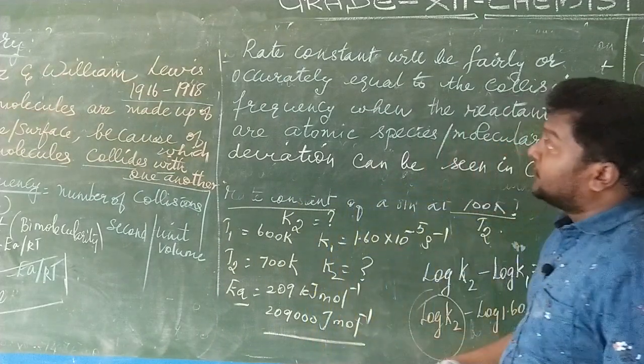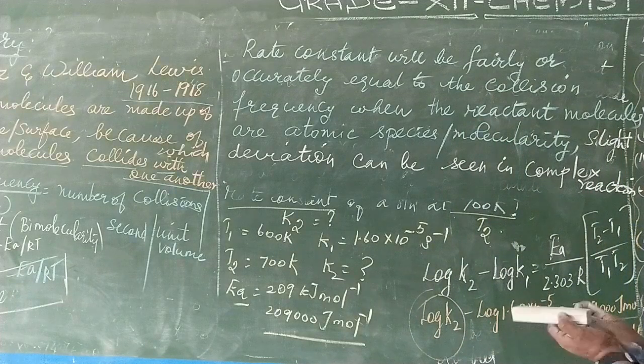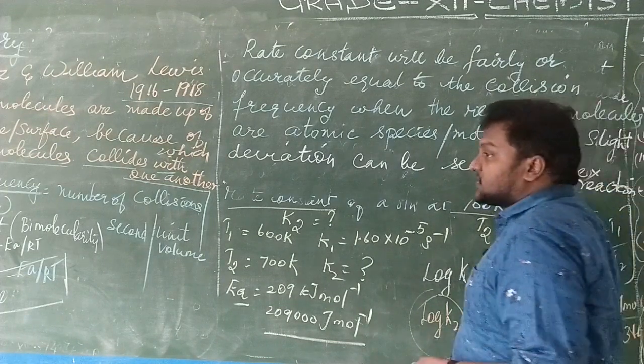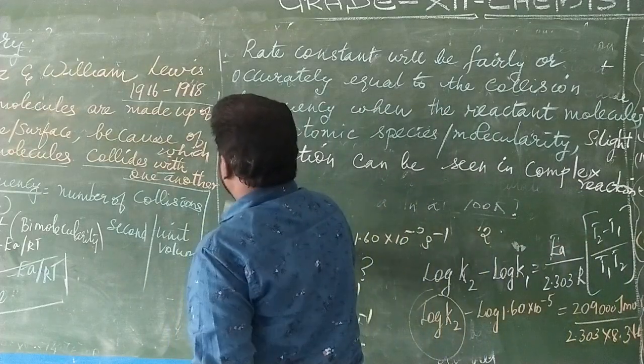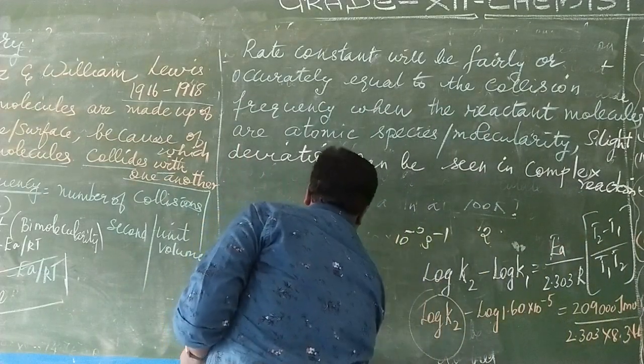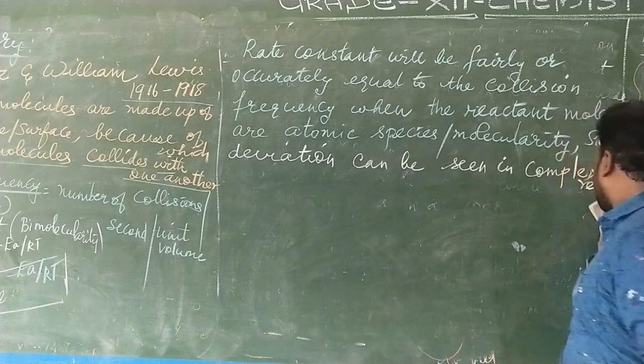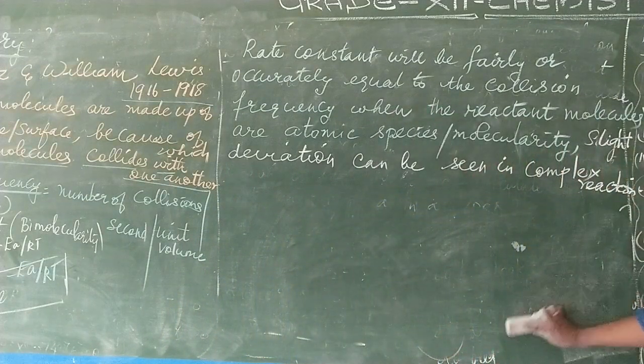So now what are we saying? What is this collision frequency applicable for? The collision frequency will be applicable only for the elementary reaction where the reactant molecules are atomic species or otherwise it should be a molecularity. So it can be a molecule or an atomic species. For that, I can apply this collision frequency. It cannot be applicable for the complex reaction.